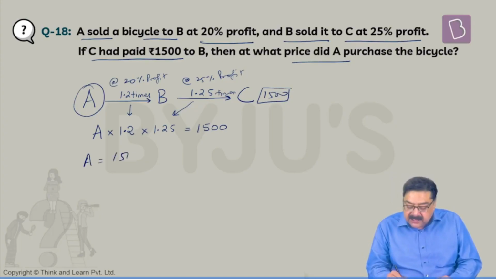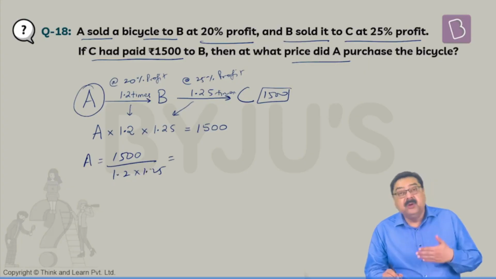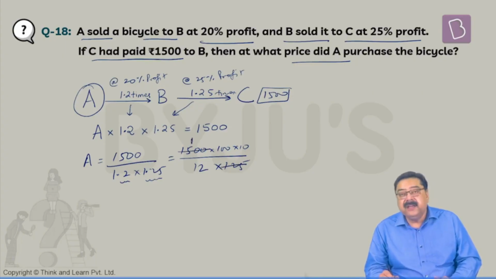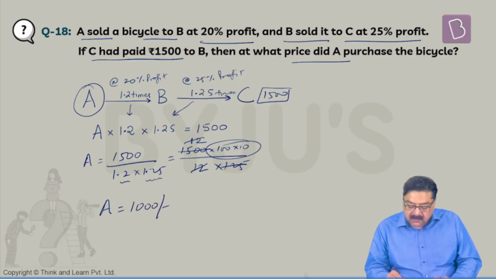Either you can straight away write this as 1500 by 1.2 into 1.25. And when you remove zeros, it will become 1500 into 100 into 10, 100 for this and 10 for this, divided by 12 into 125. So 125 into 1 is 125, remains 25, combines with a 0. So 2s are 250, 12 and 12 cancel. So this remains. So A must have bought this for rupees 1000.